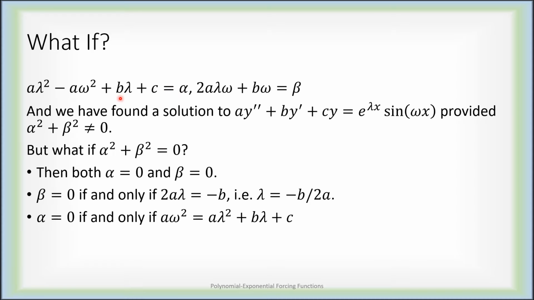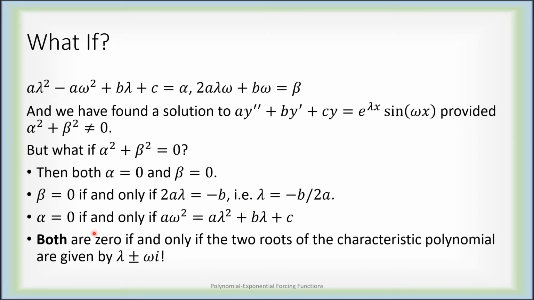Well, alpha was computed through all of this. So if alpha is 0 and I move the a omega squared to the other side, we end up with a omega squared equals a lambda squared plus b lambda plus c. But how can they both be 0? I'd have to have both of these conditions. So both of them are 0. Well, lambda is now specifically replaced with negative b over 2a. So if I replace lambda with negative b over 2a in both positions here, it will be derivable.